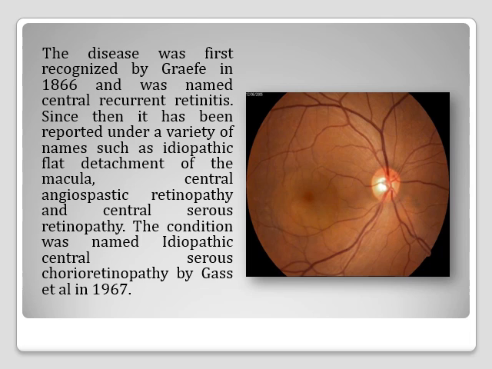The disease was first recognized by Graefe in 1866 and was named central recurrent retinitis. Since then, it has been reported under a variety of names, such as idiopathic flat detachment of the macula, central angiospastic retinopathy, and central serous retinopathy. The condition was named idiopathic central serous chorioretinopathy by Donald Gass et al. in 1967.